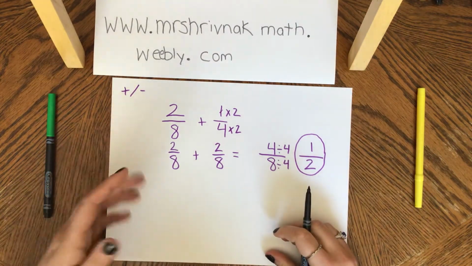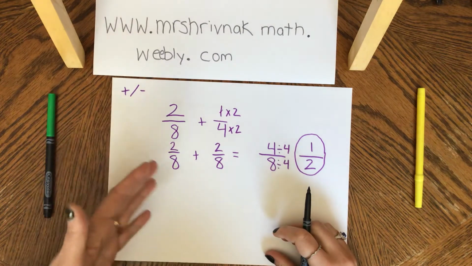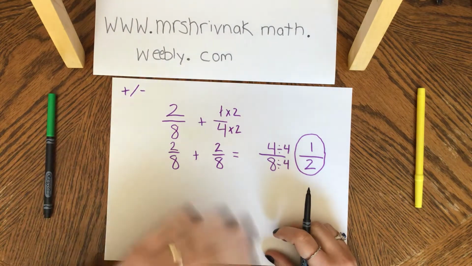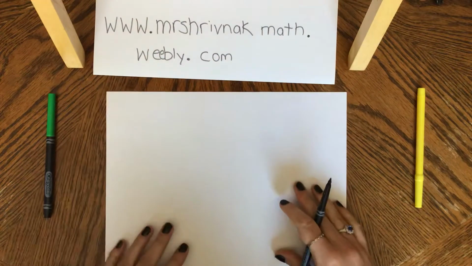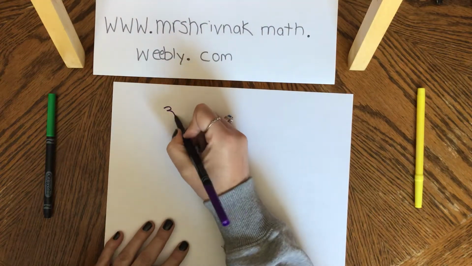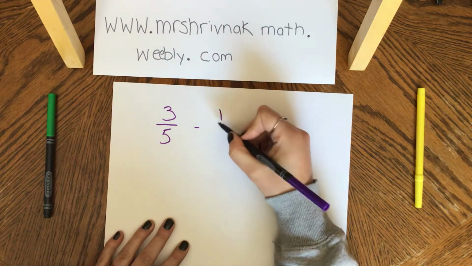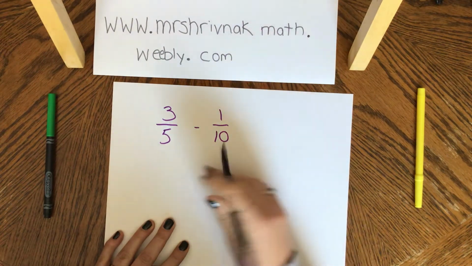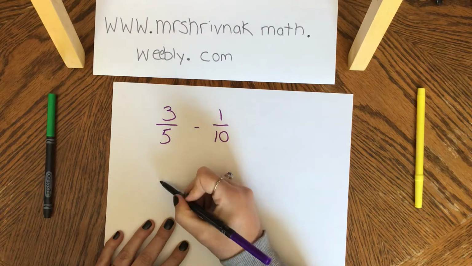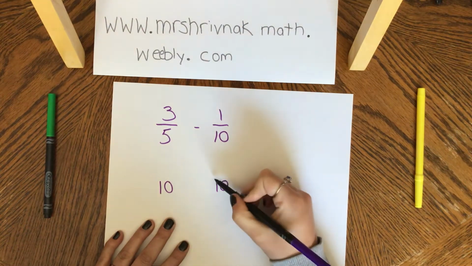Subtraction is the same way. We need to find a common denominator. We need to subtract across the top and keep the denominator. So let's try one of those. So let's say that I have 3/5, and I'm going to subtract 1/10. I need a common denominator. In this case, it's going to be 10.